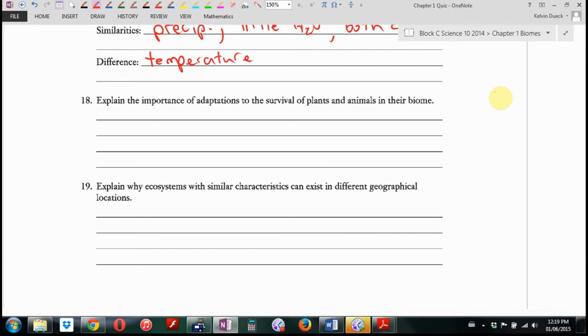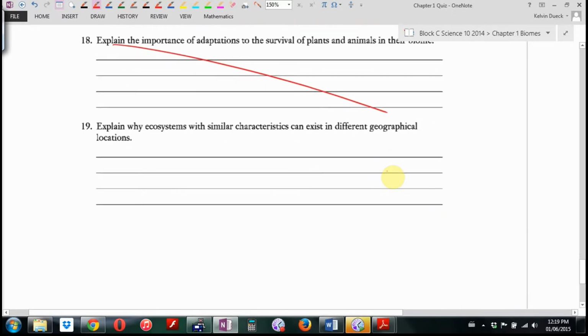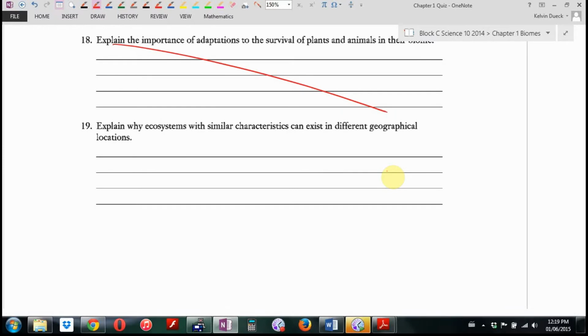You have to adapt to survive. I'm not going to get into that. See, I'm not wild about some of these questions. Explain why ecosystems with similar characteristics can exist in different geographical locations. So it's all about if they have the same precipitation and temperature. If they're in the same biome, you'll often have a similar ecosystem showing up, but I'm not wild about that question either.